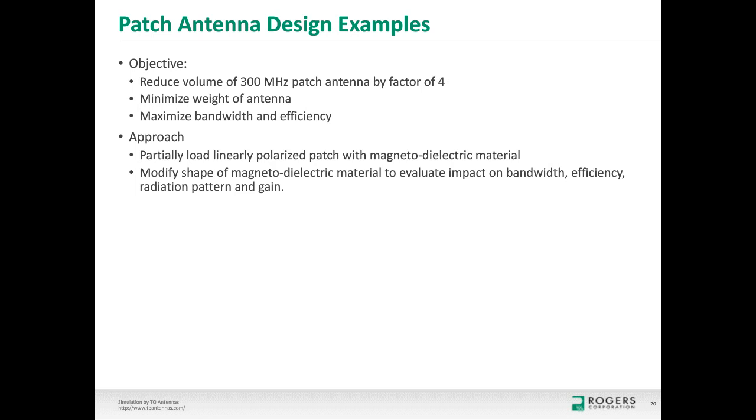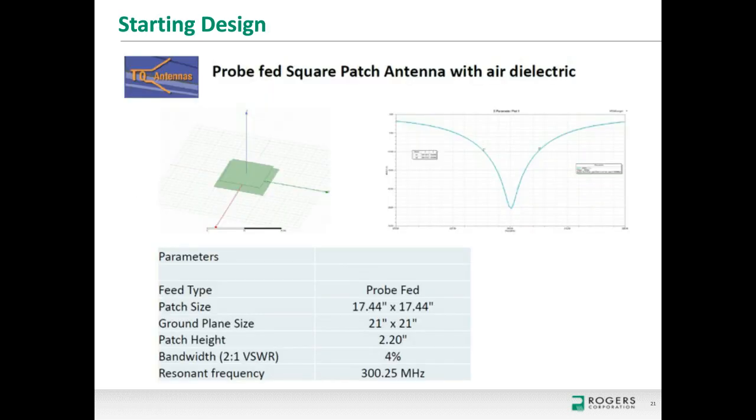And so as an example, what we're doing here is we're partially loading a linear polarized patch with a Magneto-Dielectric material, and then we're going to evaluate some different shapes of Magneto-Dielectric material to see how they impact the bandwidth, efficiency, radiation pattern, and gain. Now, this work was done by a customer's collaborator of ours called TQ Antennas.